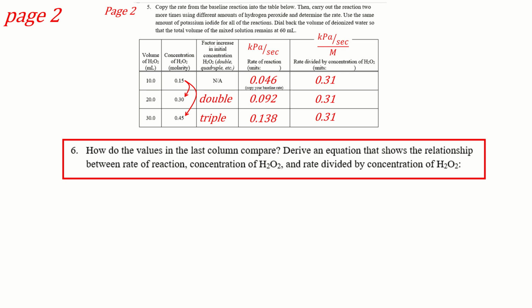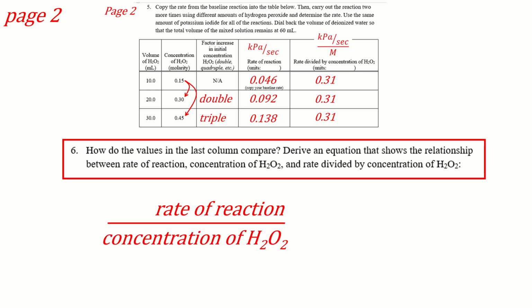Okay. So we know that if we take the rate of the reaction, we divide it by the concentration of H2O2, we get ourselves a constant. The letter that we usually use to represent the constant is the letter K. And because we're looking at rates, we call this the rate constant. So this equation here that shows how the rate of the reaction depends on the concentration of the reactant is called a rate law.